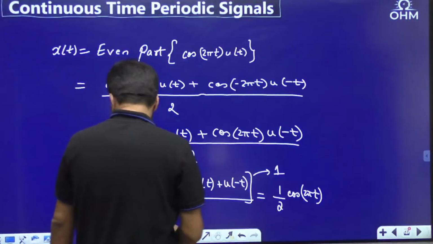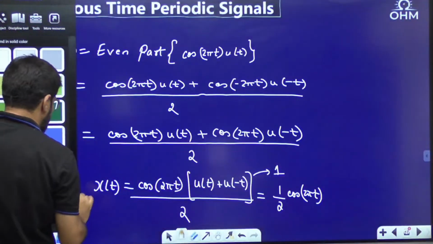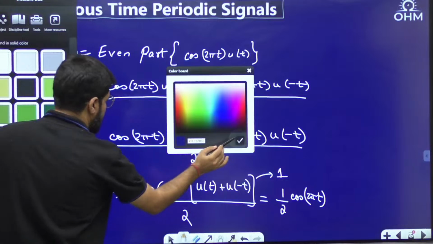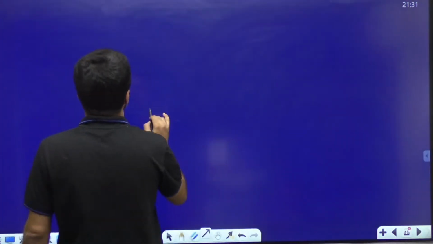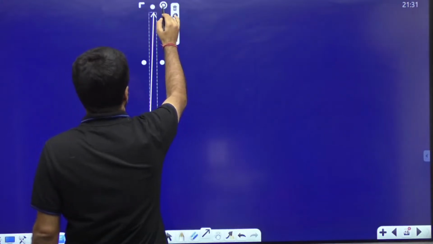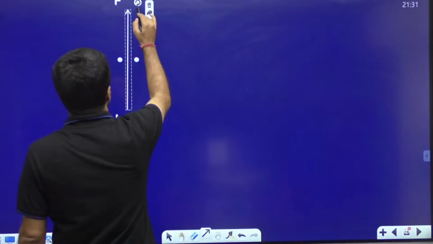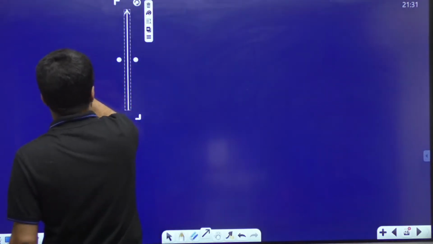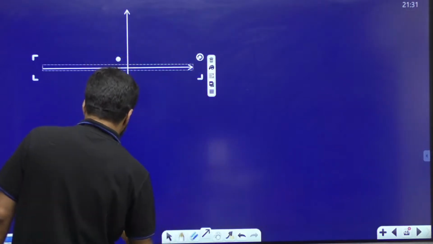So dear, very simple, na? If there is any confusion, chalo. Yes. If there is any confusion, just have a look.